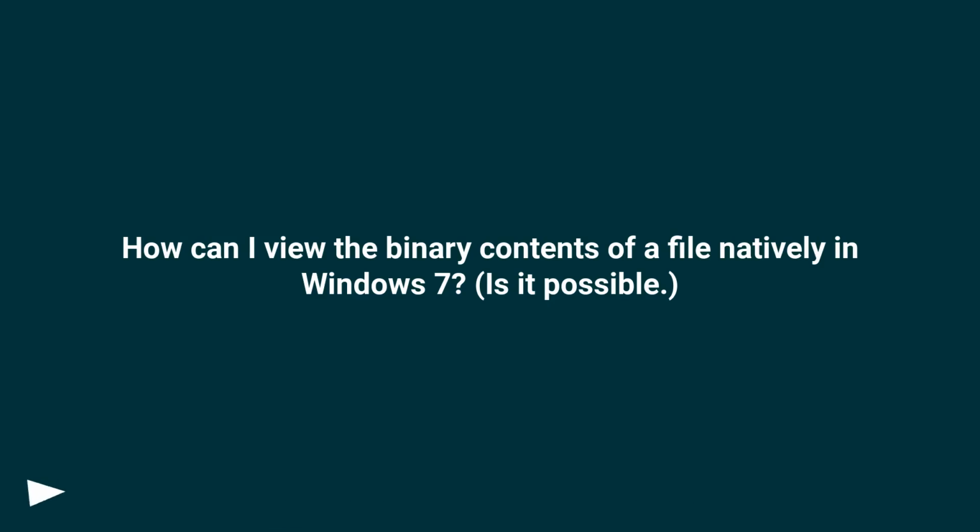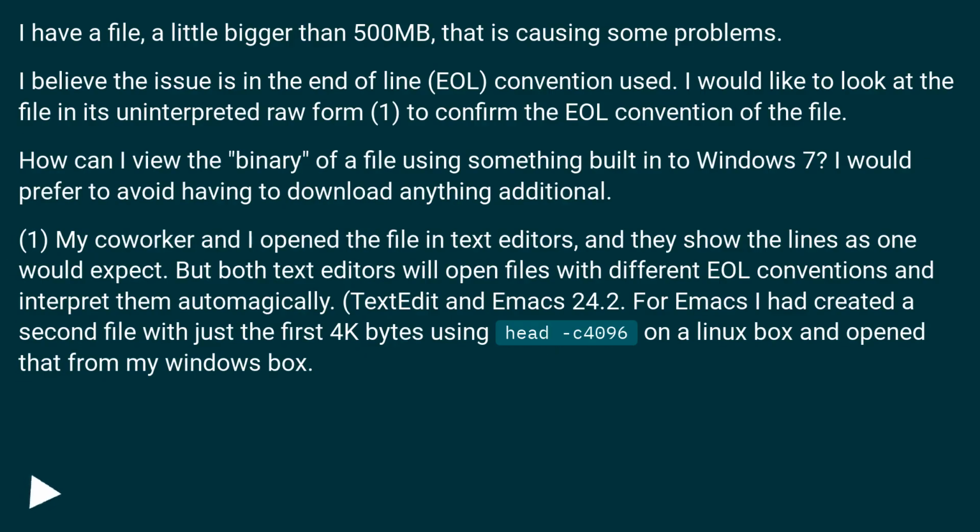How can I view the binary contents of a file natively in Windows 7? Is it possible? I have a file, a little bigger than 500 MB, that is causing some problems. I believe the issue is in the end-of-line (EOL) convention used. I would like to look at the file in its uninterpreted raw form.